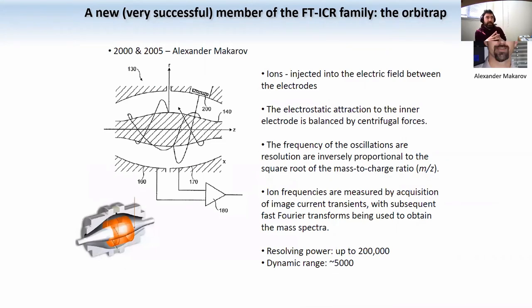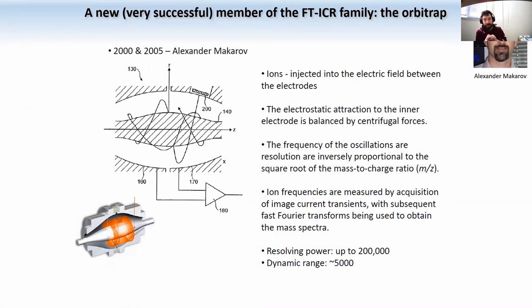What happened in the mid-2000s is someone looked at this Fourier transform type of instrument, and they said, can we make it simpler? Then it will maybe not have such a high resolution, but it will use the same principle, to detect the mass of molecules based on their oscillation frequency, and become practical for labs that don't have all of these resources.